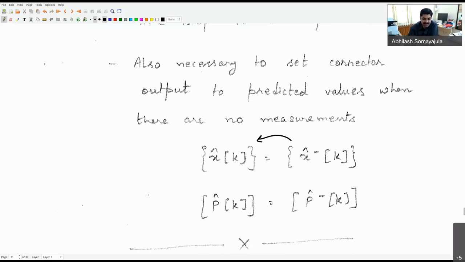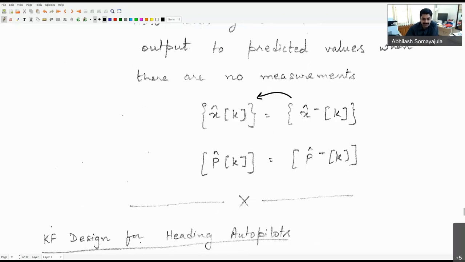So you're basically saying that until I get measurements, I believe my filter dynamics. And when the filter gets a measurement from the sensors, I'll try to correct my best estimate to reduce my variance as much as I can. Everybody with me so far?